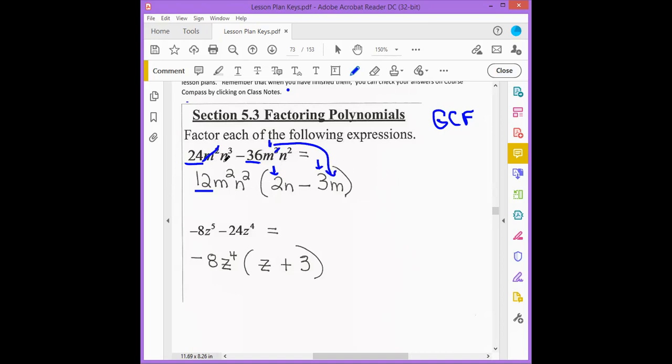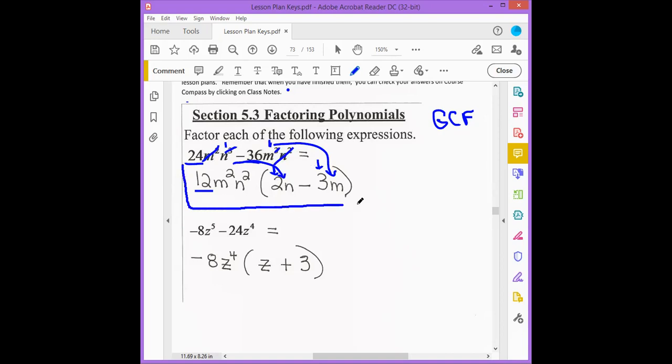Now our n terms. We have n cubed, or 3 n terms, and n squared, 2 n terms. What's the largest number of n's that we can factor? That will be n to the second power, or 2 n's. We factor n squared from n cubed, we'll have 1 left over. That n that's left over, we write in parentheses next to the 2. That represents what's left over when we factor from our first term, minus what's left over when we factor from the second term. We factored out n squared, so those cancel out.